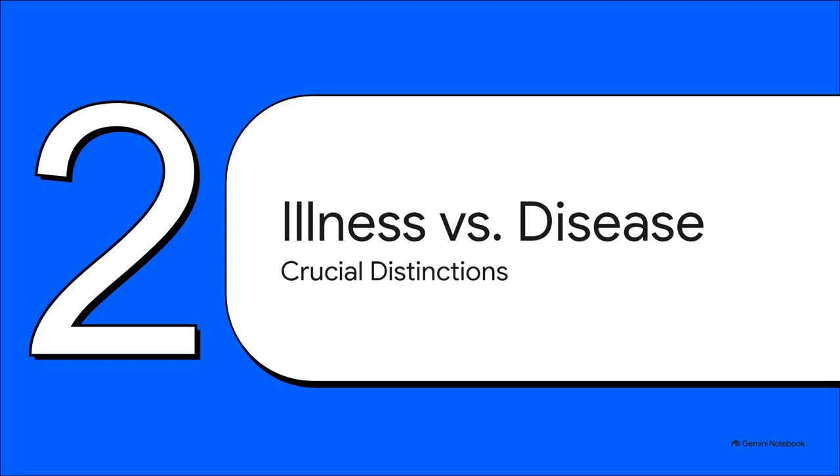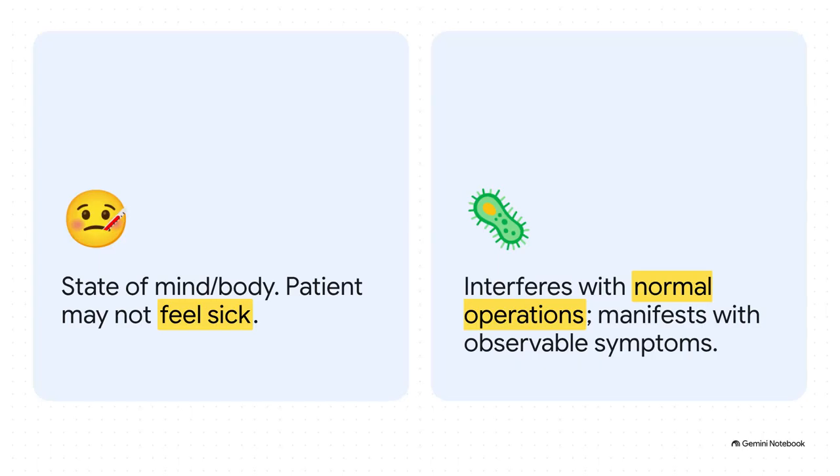All right, moving on to Section 2, illness versus disease. You know, it's kind of fascinating how we all use the terms illness and disease interchangeably in everyday conversation. But in the coding world, they are absolutely not the same thing. An illness is a state of mind or body. A patient can have an illness, like type 2 diabetes, but they might not actually feel sick or show any evident external indications at all. A disease, on the flip side, actively interferes with normal body operations and manifests with observable physical symptoms that you can actually see or measure.